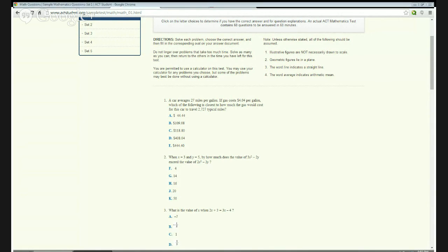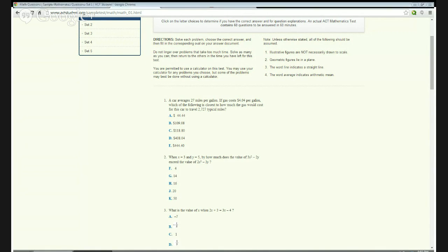So all we're going to do here is first find out how many gallons of gas we're going to use if we drive this trip. So what we want to do first is divide how many miles we drove, 2,727 miles, divided by 27, because that's how many miles per gallon. When we do that, we get 101. So now we know we're going to use 101 gallons of gas. Each gallon costs $4.04, so our next step will be to multiply 101 by $4.04. And when we do that, we get answer D, $408.04. So that's a lot of money for gas.